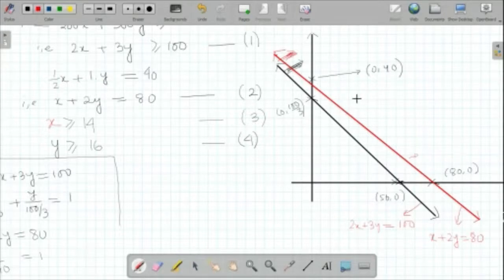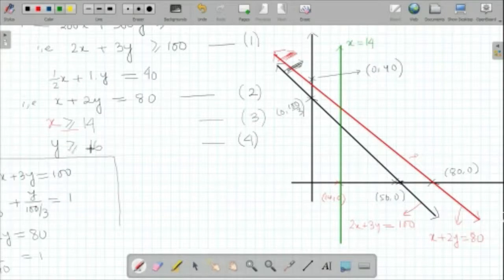Now the third, it should be x greater than or equal to 14. x greater than or equal to 14. x equals 14 will be, let's say, somewhere here. Okay, let's say x equals 14 is here. That means how we will draw the graph. See, just join the line. And this is my x equal to 14 graph.